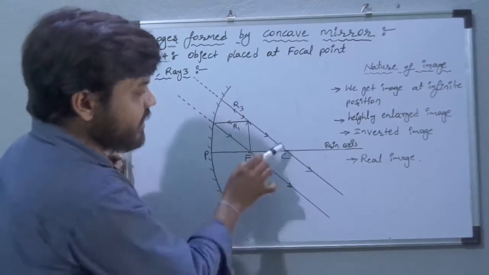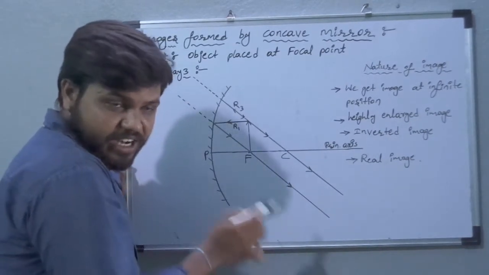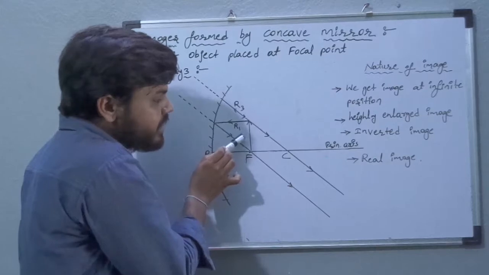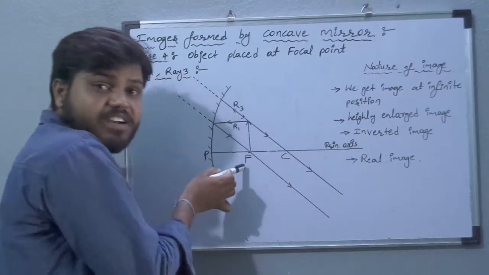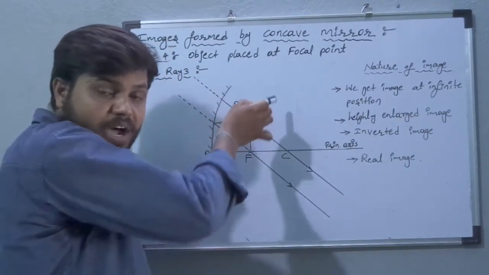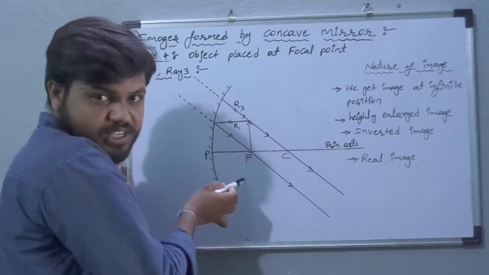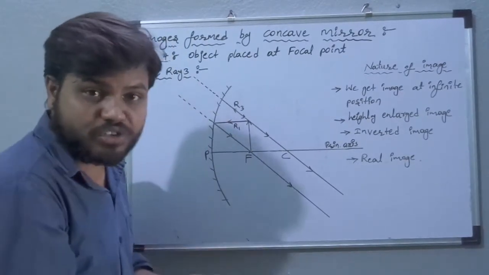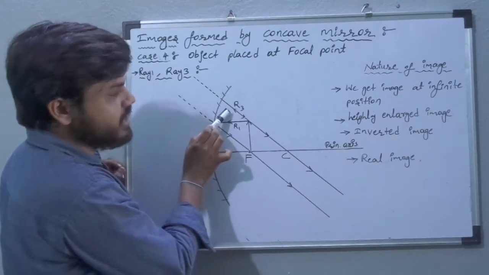Next I am taking ray 3. Why am I not taking ray 2? Because we kept the object at the focal point. We can't take ray 2 because ray 2 passes through the focus. Right? So that's why there is no chance to take ray 2. That's why I am taking ray 3.